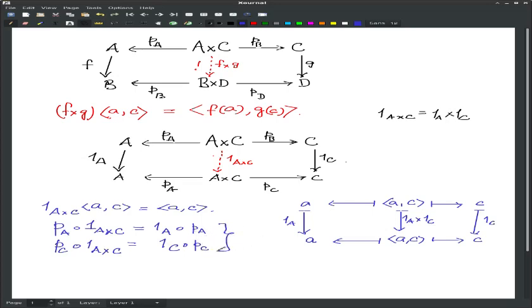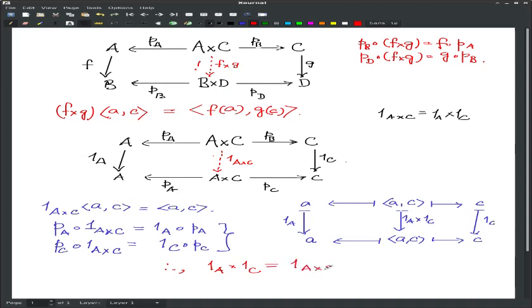So I have obtained one function. Remember, the whole idea over here was F cross G is the unique function such that PB composed F cross G is F composed PA and PD composed F cross G is equal to G composed PB. So it says that there is one and only one function which satisfies these two equations. Now, I have found out one function in this case which satisfies these two equations. So therefore, I can immediately conclude that 1A cross 1C, which is the denotation over here, is nothing else but the function 1 of A cross C.